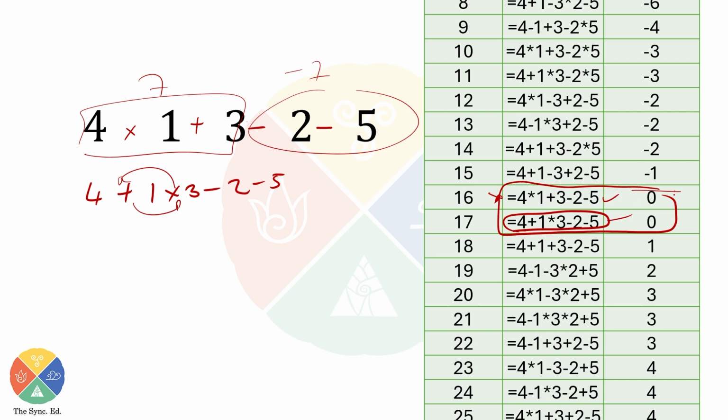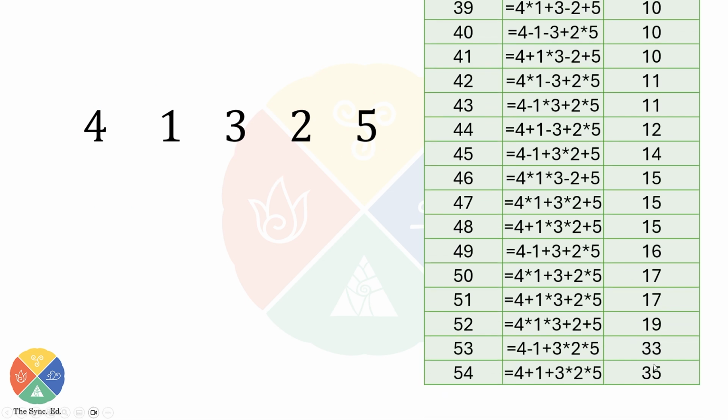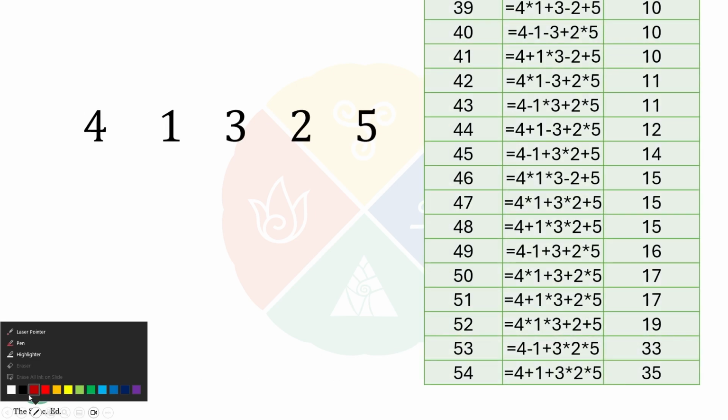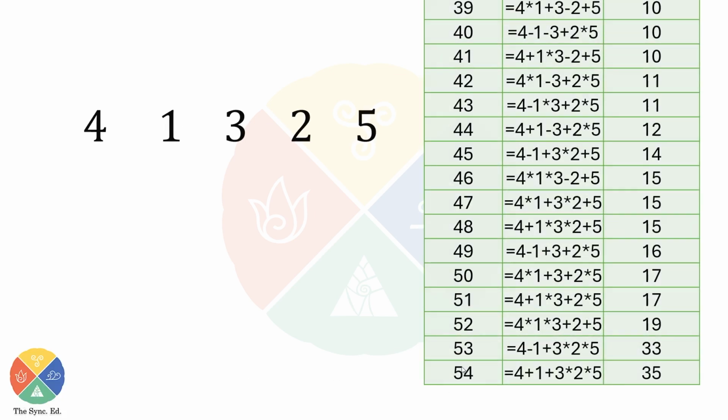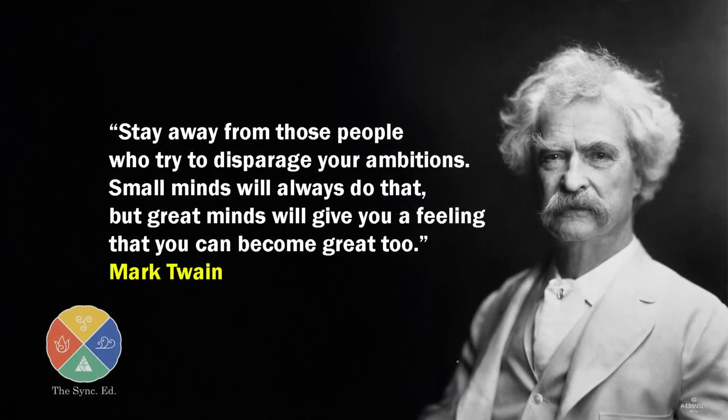So that's the smallest non-negative number. And if you look at the highest value, that's nothing but 35. So again, you can see 54 possibilities are there. So that's it with this problem. See you in the next problem.